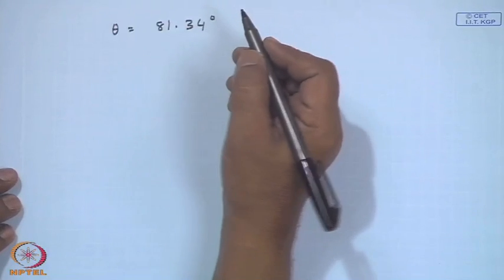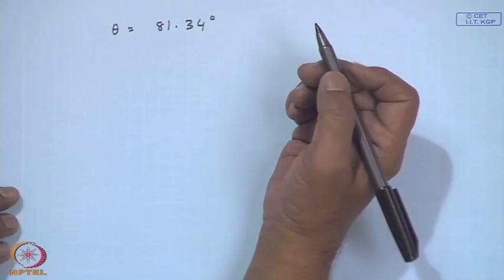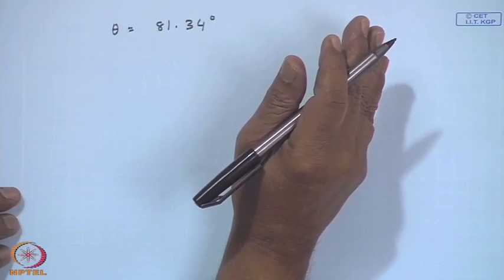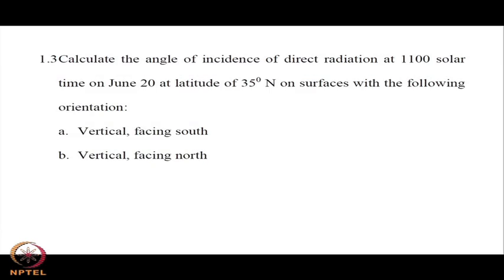So, you will realize the latitude is reasonably high, 35 degrees. It is June. So, the sun will be pretty much high up, almost at solar noon, because it is 11 o'clock. So, you have a pretty high angle of incidence, some sort of unfavorable angle of incidence, right, 81.34, where the maximum possible is only 90.